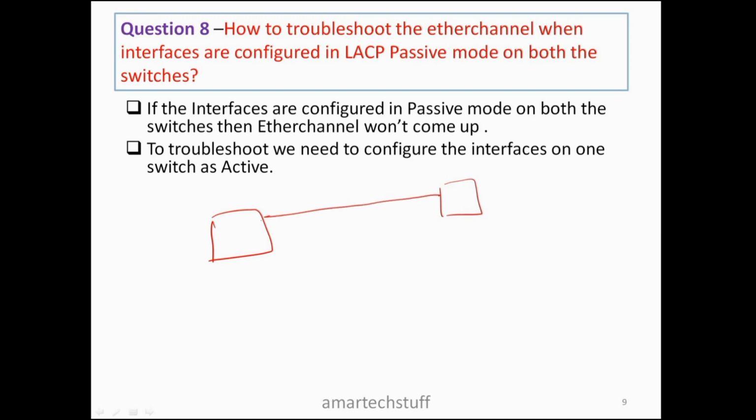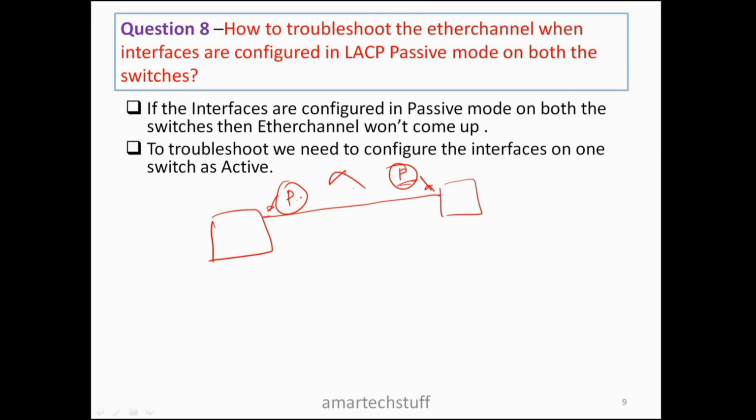So here it is like that these particular interfaces are configured. Let's say here it is configured in passive, and here also it is configured in passive. As I told you in the last question, passive means it is going to passively try to form the EtherChannel. Now, in case both are passive, this port is going to try to passively form the EtherChannel, and this port is also going to try to passively form the EtherChannel. At the end, EtherChannel is not going to get formed between them. So if the interfaces are configured in passive mode on both these switches, then the EtherChannel won't come up.